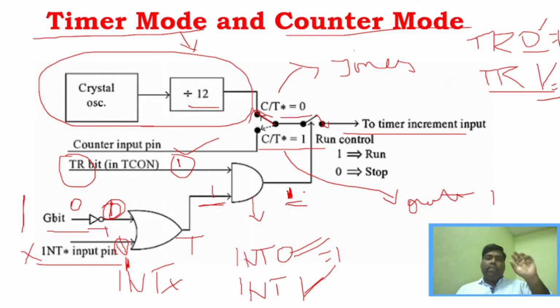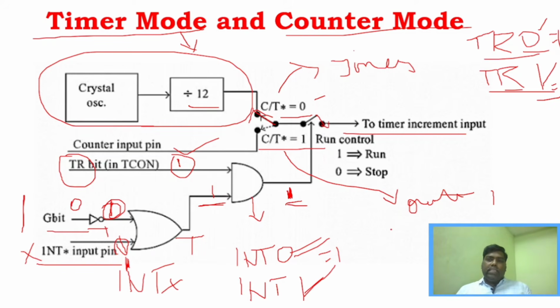So this will work as a timer when we are using the internal clock pulse, right? No problem in it. So C/T is equal to 0. And whenever we use an external clock pulse, it will work as a counter. Clear? Right? Now, to understand this, you now understand what TR0 and TR1 are.